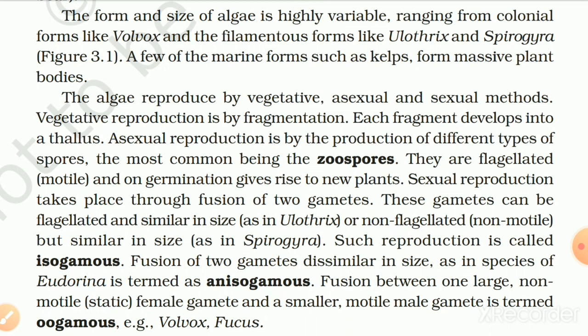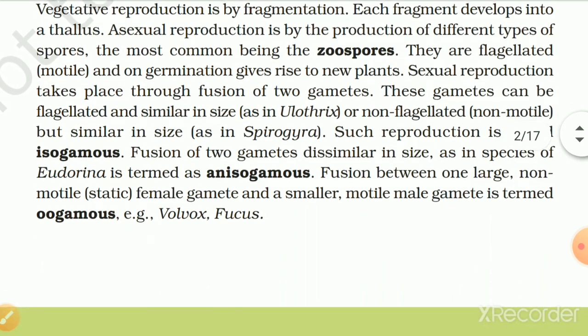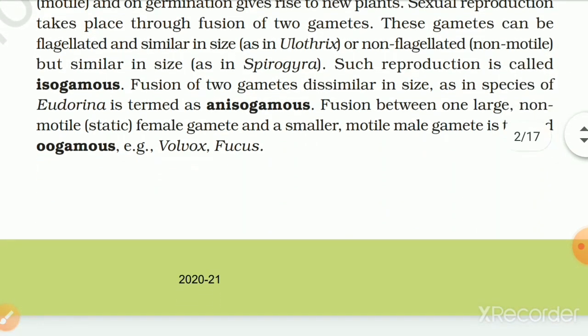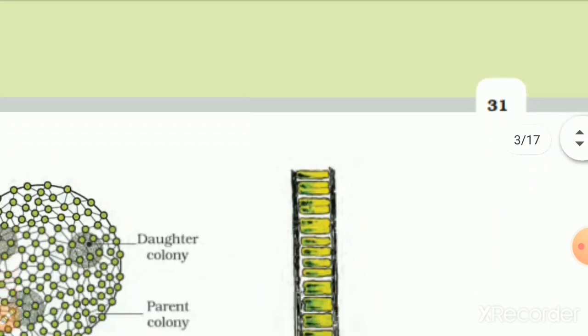Sexual reproduction takes place through fusion of two gametes. These gametes can be flagellated and similar in size as in Ulothrix, or non-flagellated, non-motile but similar in size as in Spirogyra. Such reproduction is called isogamous. Fusion of two gametes dissimilar in size as in a species of Eudorina is termed anisogamous. Fusion between one large, non-motile, static female gamete and a smaller, motile male gamete is termed oogamous. Example: Volvox, Fucus.